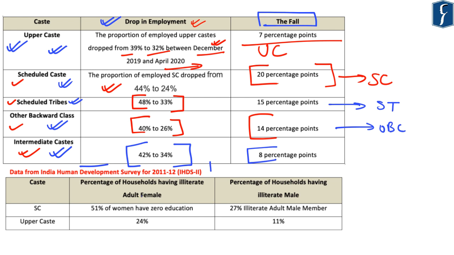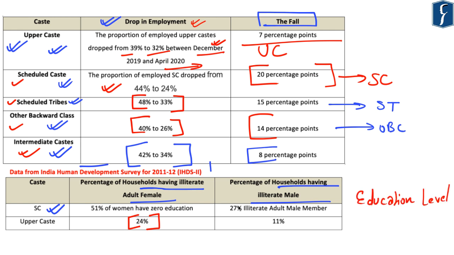And this data is with respect to the percentage of households having an illiterate adult female as well as the percentage of households having an illiterate adult male. With respect to scheduled caste, 51% of women have zero education, whereas this percentage for upper caste is 24%. So again, we see a huge difference with respect to education level between the upper caste and scheduled caste. Further, as per the survey, there are 27% illiterate adult males with respect to scheduled caste and 11% illiterate adult males with respect to upper caste. So again, we see the disparity with respect to education.